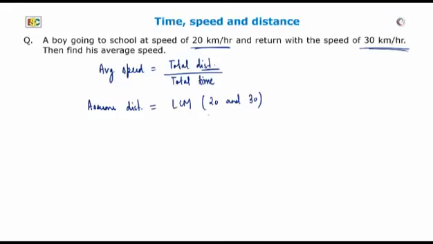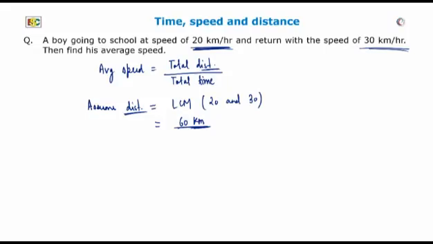So, the LCM of 20 and 30 is equal to 60 km. As we have assumed the distance, so we have taken the unit as kilometer. Now, as we know the distance and speed, so we can easily calculate the time taken by a boy while going to school and coming back to home.